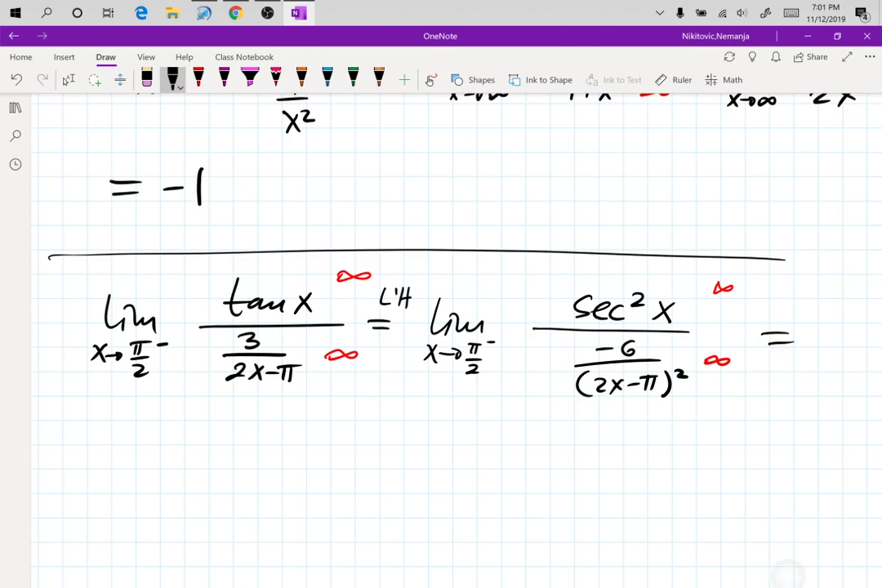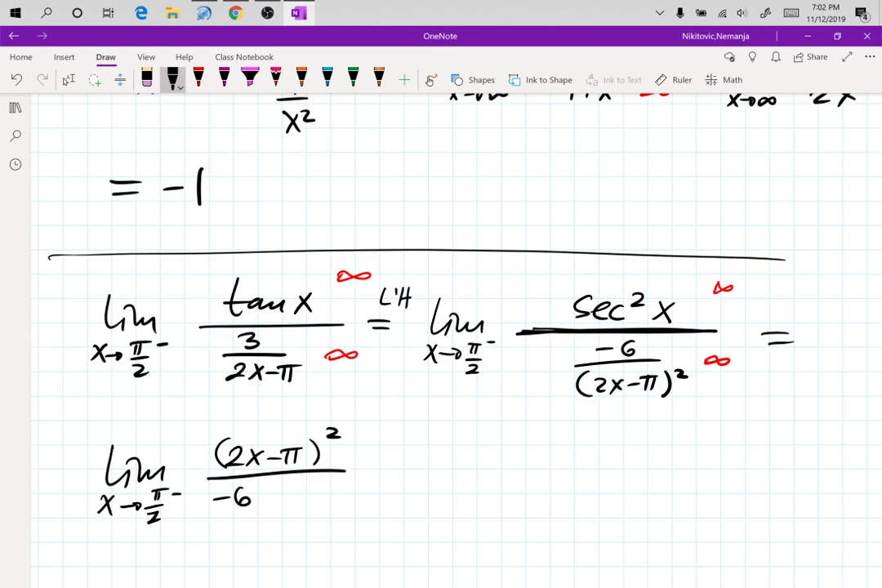So what I'm going to do now is I'm going to bring these secants, so what do I have? Since this is my main division line, on top I have technically 1 over cosine squared, and on the bottom I have negative 6 over this. So I'm going to bring this 2x minus pi squared here, and in the denominator I'm going to have negative 6 cosine squared x.